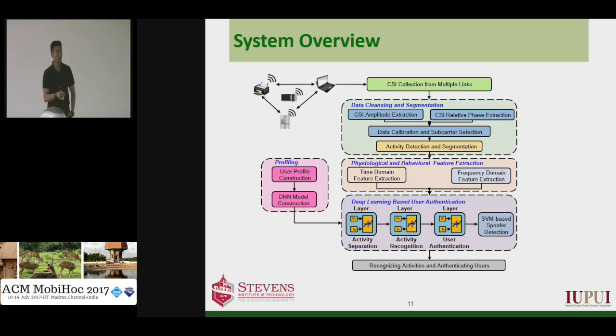Basically the output of this system can have 2 categories. The first is activity recognition. We can know what type of activity you perform. And also we have user authentication, we can know who performed this activity.